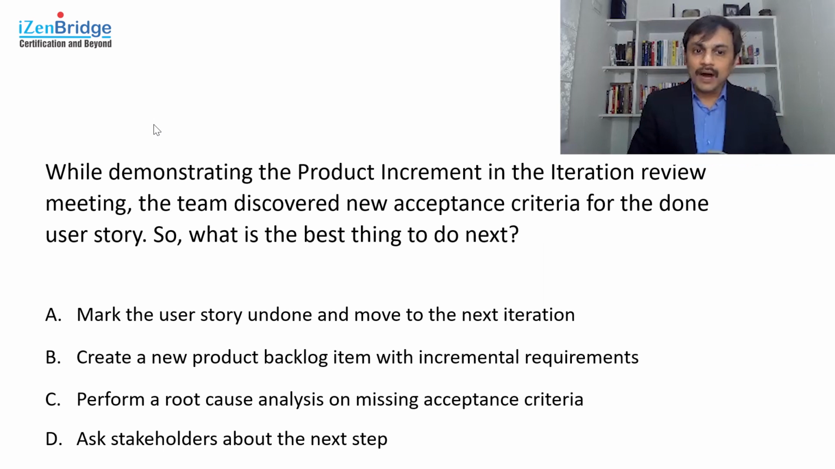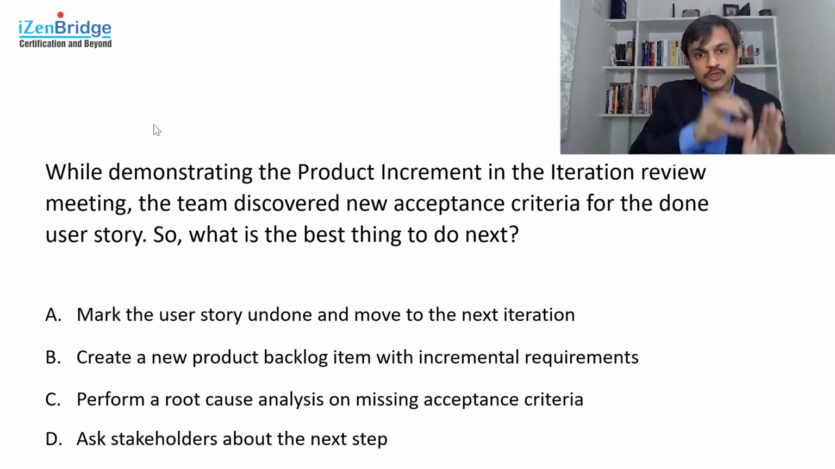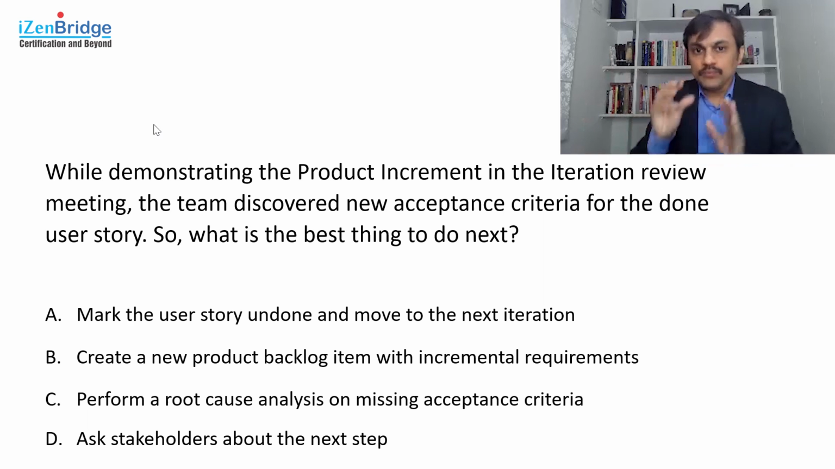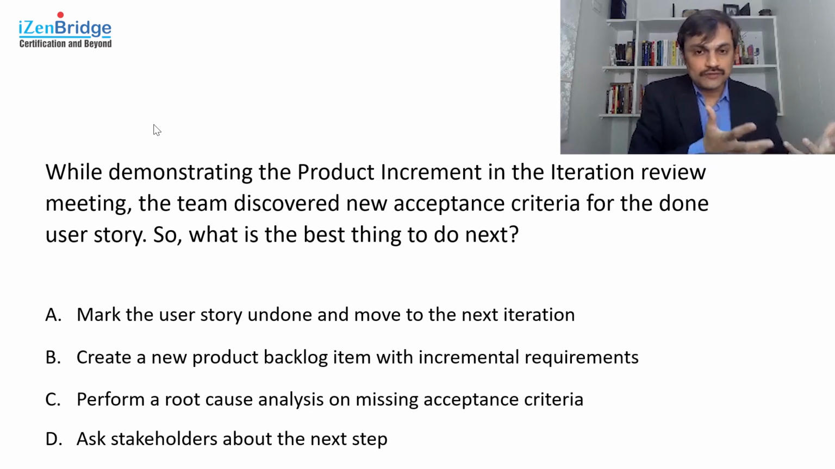Option A is saying mark the user story undone and move it to the next iteration. Which means that I completed the user story without this particular additional requirement, and now I should mark the whole story undone and move it to the next iteration. Now, in general, there are two problems in this option. First, a user story which was discussed and explored during the iteration, if it meets the definition of done, it's done. The requirement which is getting discussed is just getting discovered.